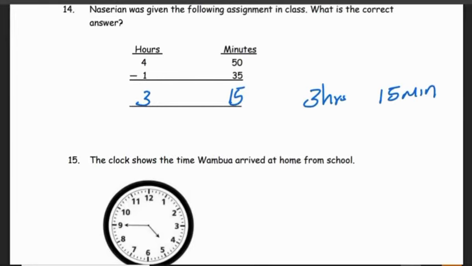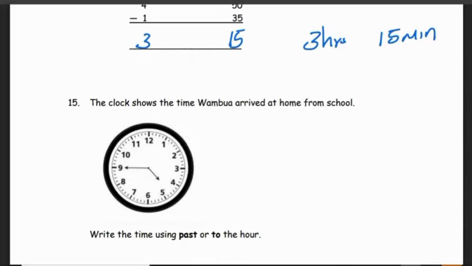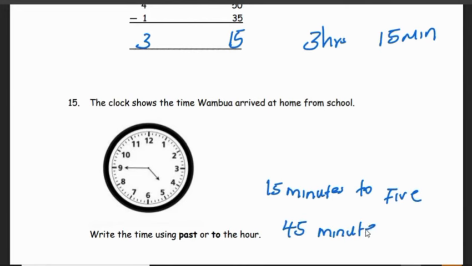Let's go to the next question. The clock shows the time Wambua arrived at home from school. Write the time using past or to the hour clock. The shorter arm usually tells us the hour, and the longer arm usually tells us the minutes. So our minutes here, it is 15 minutes to 5. So how are we going to write our answer? We can say 15 minutes to 5, or you can write the value 5 if you want, or you can say 45 minutes past 4.